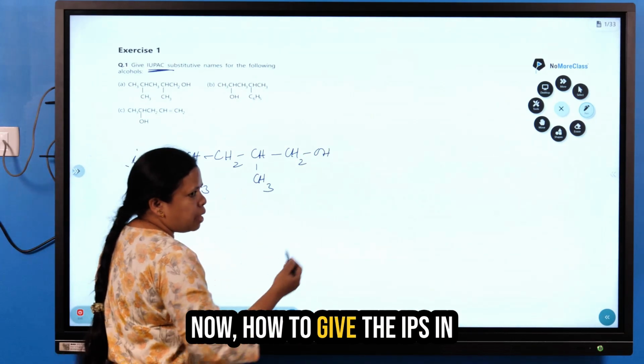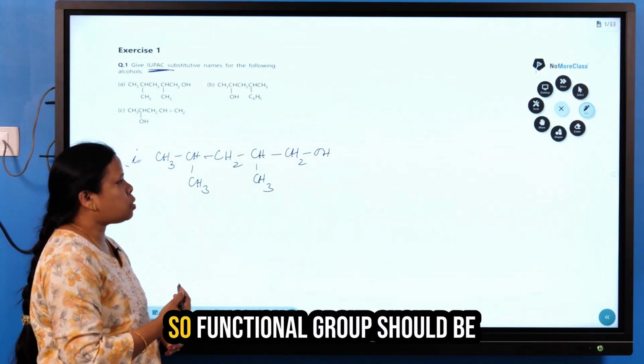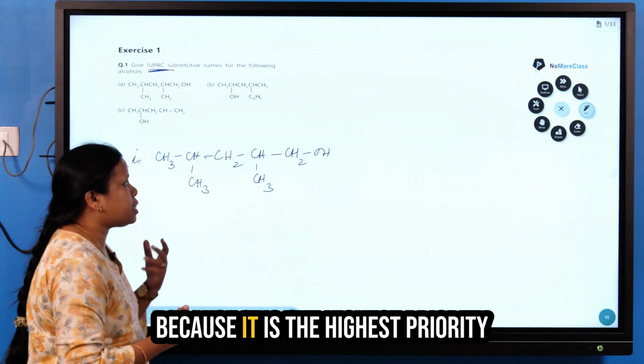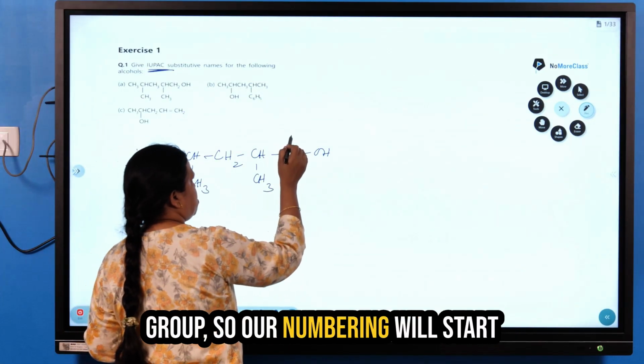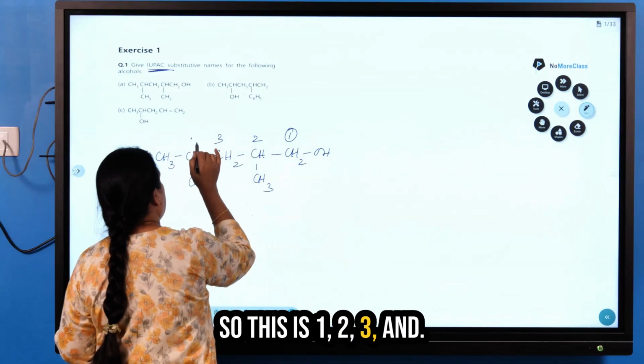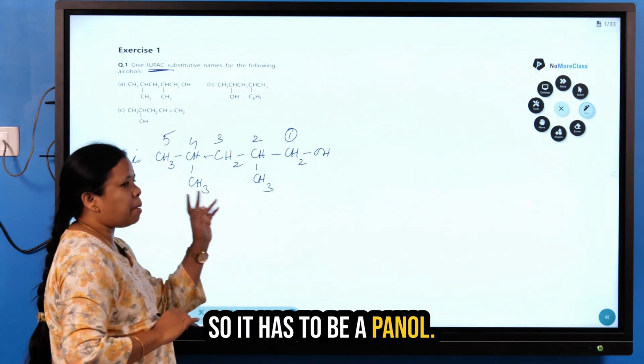Now how to give the IUPAC nomenclature? Already you have learned the rules. The functional group should be given the least numbering because it is the highest priority group. So our numbering will start from this particular carbon. So this is 1, 2, 3, 4 and 5 carbon compounds. So it has to be a pentanol.